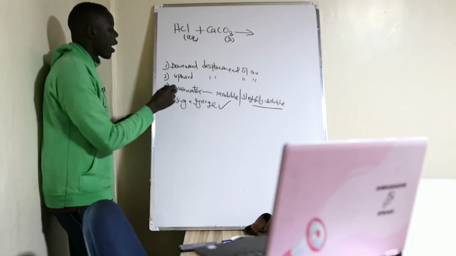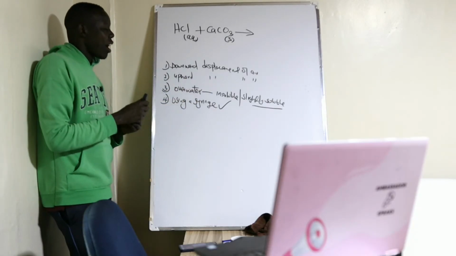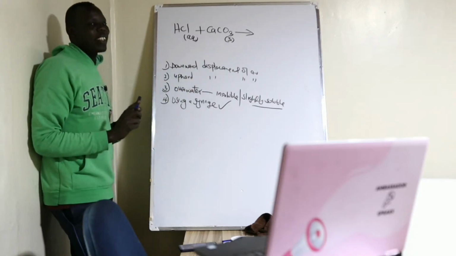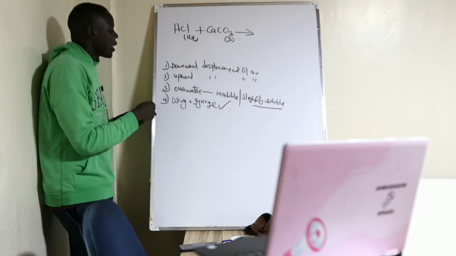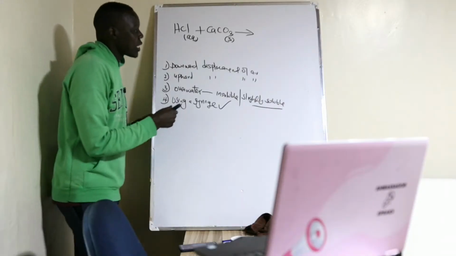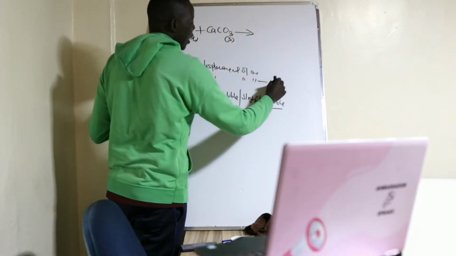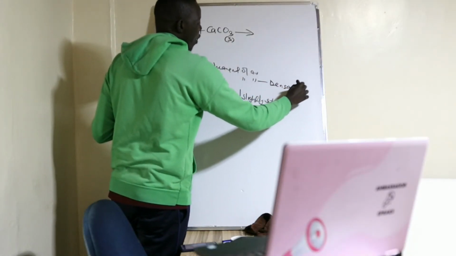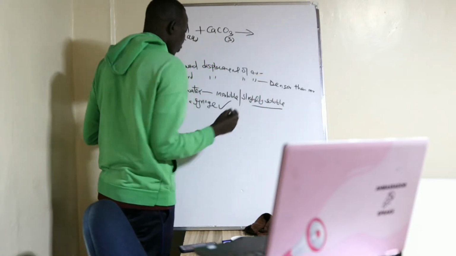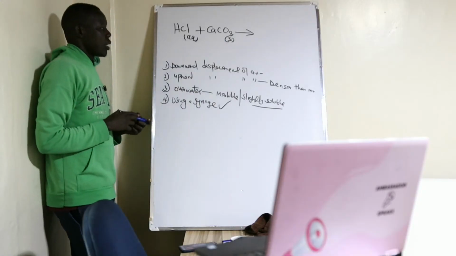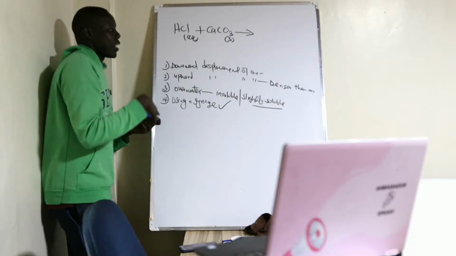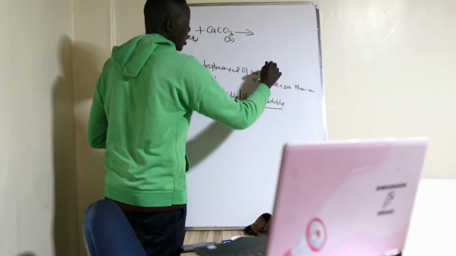Yes. Then we have upward displacement of air. If it is upward displacement of air, it is being delivered downward. So the other name for upward displacement of air is downward delivery. This one is applied when the gas is denser than air. Then we have downward displacement of air, meaning it is upward delivery. It should be less dense than air.